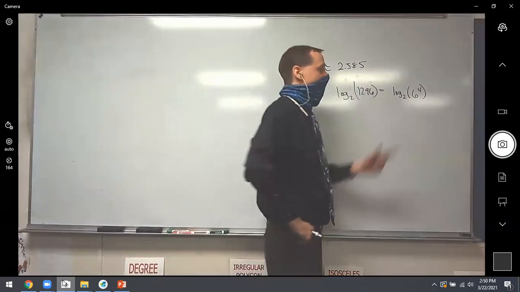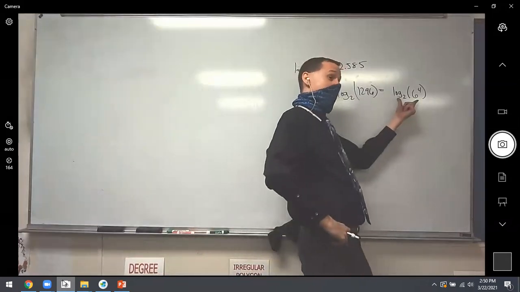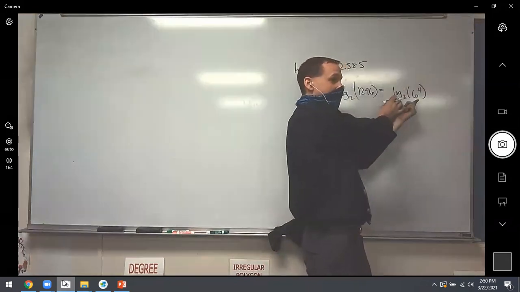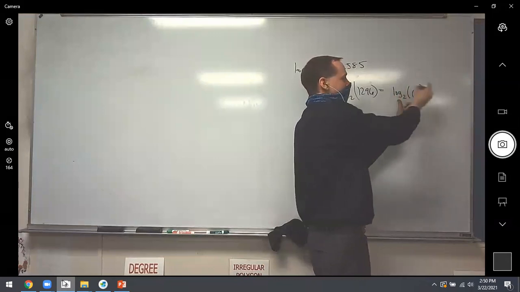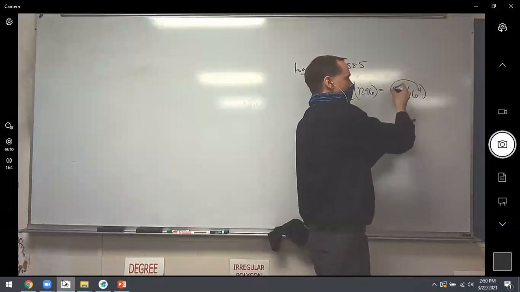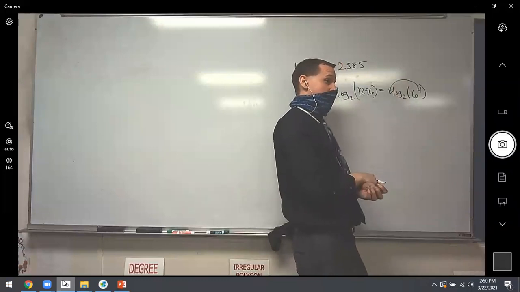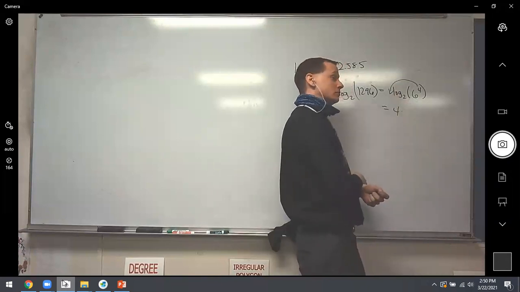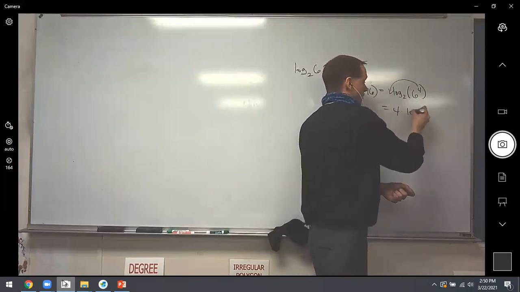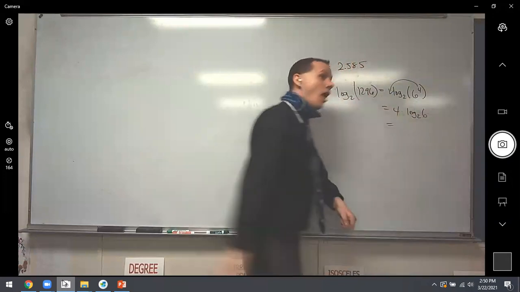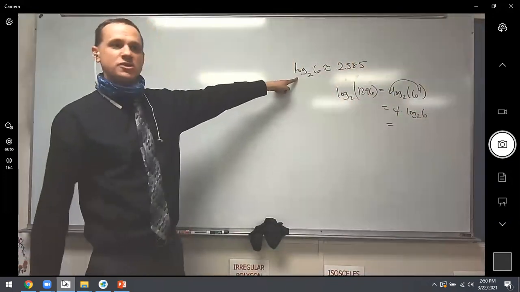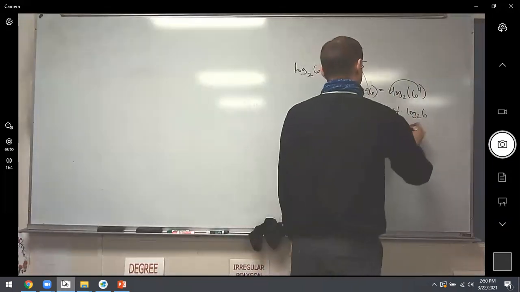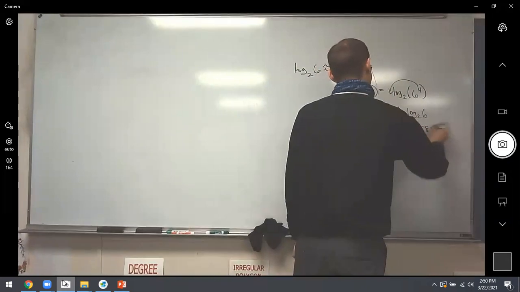Power property thing. Even if the bases aren't the same, it's okay. What can the exponent do? It can still come out in front. I'm really going to hit that hard. You see any logs with bases that match or don't, that exponent comes out in front. So this is the same thing as 4 times, and what's left if the exponent comes out is just log base 2 of 6. Well, what a coincidence. They told us that log base 2 of 6 is approximately 2.585. So this is 4 times 2.585.